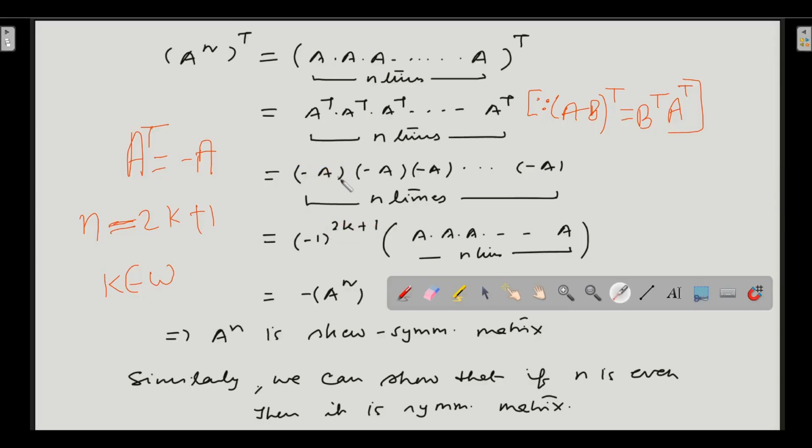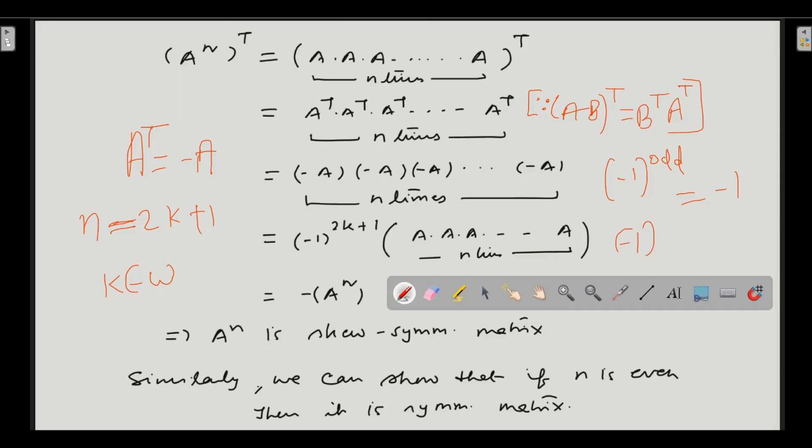And if you remove the minus sign, then A will remain. So A into A into A, how many times? n times. And minus 1 to the power 2k plus 1 will become minus 1, because we already know this particular fact: minus 1 to the power odd number is minus 1.